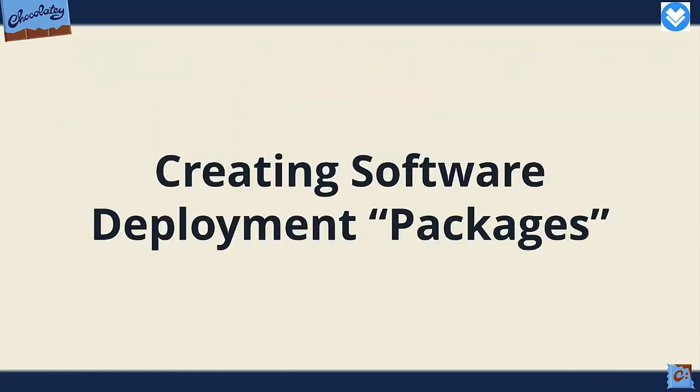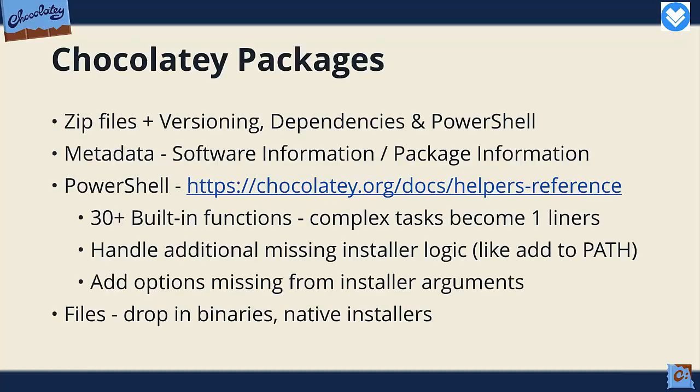Now, we call our packages software deployment packages. Those Chocolatey packages are, again, just fancy zip files, easily dealing with the versioning. You can manage install order. We call that dependencies, and so you can say at the last responsible moment, I need to ensure this other software is installed before this one, and it'll manage that for you. And also access PowerShell, so we have over 30 built-in functions that really take some of these complex software management tasks and make them very simple, but also metadata about both the software and the package.